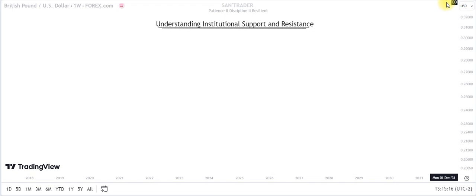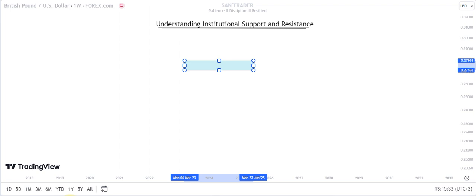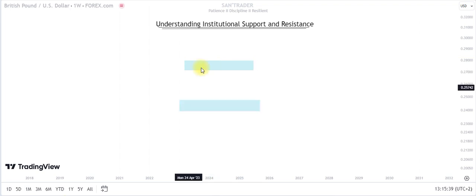In this chapter I'll be discussing institutional support and resistance. So what are institutional support and resistance? We know that resistance and support are usually zones, right? So this is what we know about support and resistance.